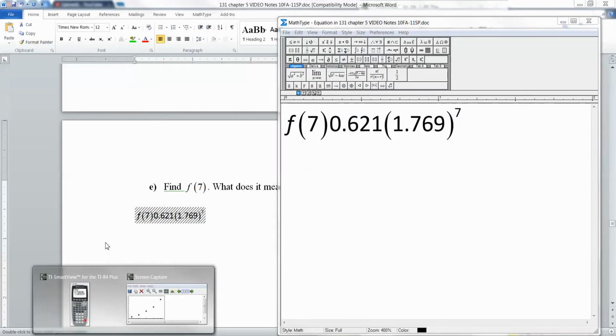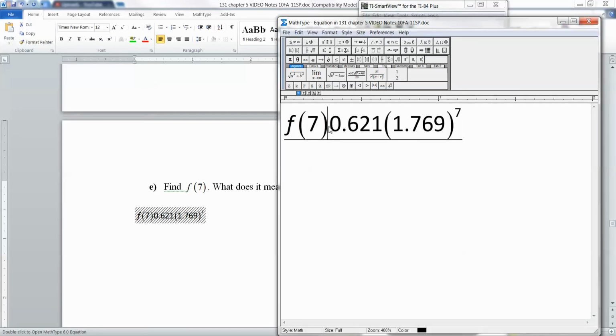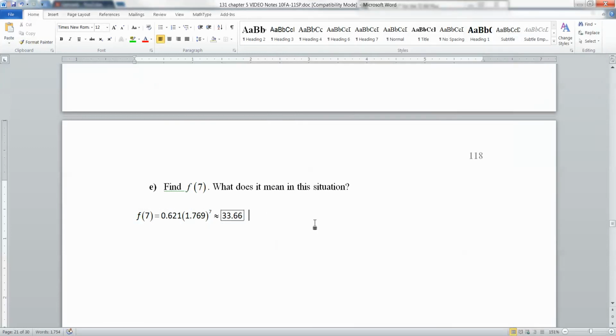That's not pretty. If you have it already in there, like I stored it, I could just go to the table and see what it is at 7. It's 33.7, honestly. 33.66, I believe. Something like that. Or you could type it, one way or another, you can get that it's 33.66.